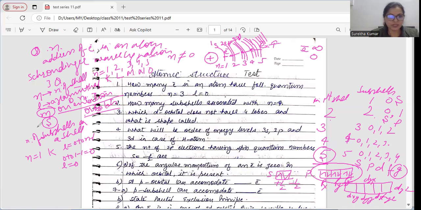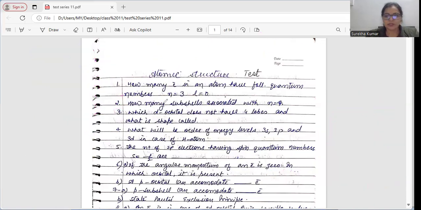Before starting the question, you must know all these things, right? So the shape of S is spherical. Shape of P is dumbbell. What is the name of this? This is Px, this is Py, and this is Pz. Why? Because this axis I have taken X, this is Y, and this tilted is Z. That's why it is Px, Py, Pz, and the shape is dumbbell shape.